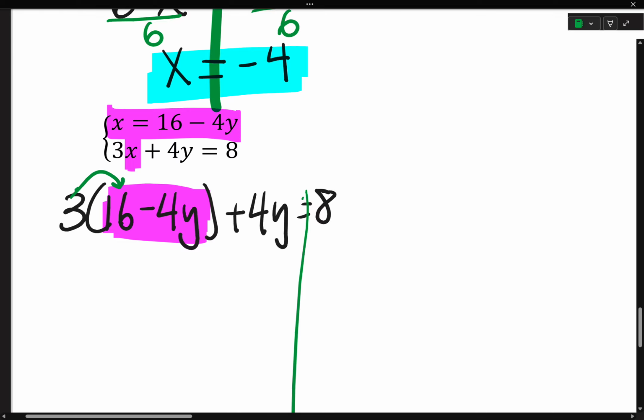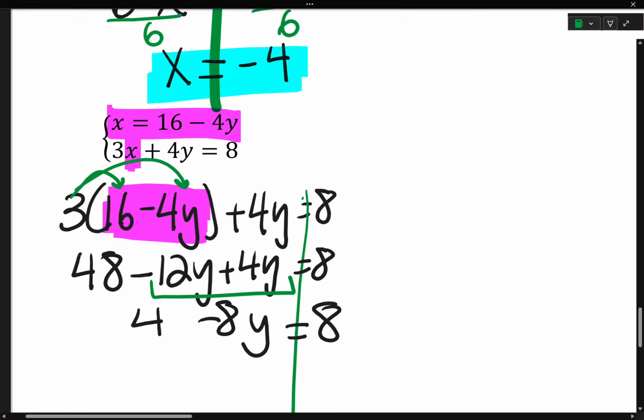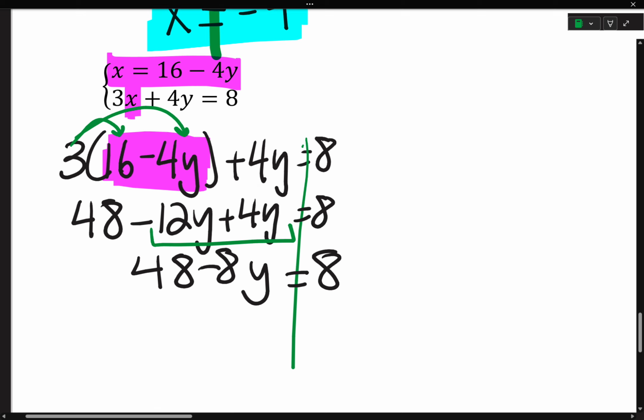Let's distribute. 3 times 16 is the first thing we need to do. 3 times 16 is going to give us 48. 3 times -4y is -12y, and everything else stays the same. Let's combine these like terms, because they're both y's. -12 plus 4 is -8, so we have 48 minus 8y equals 8.